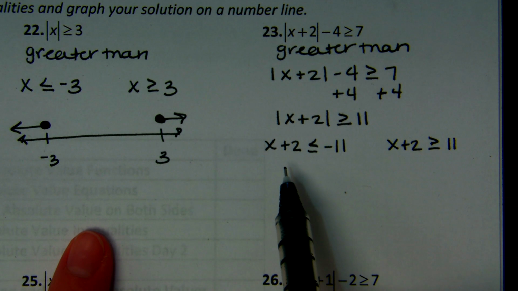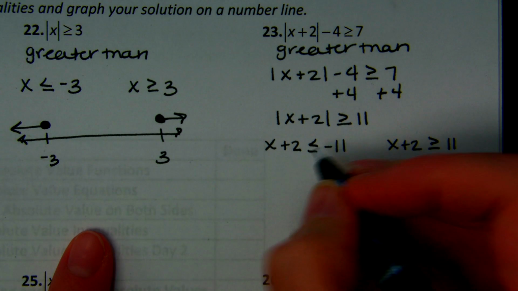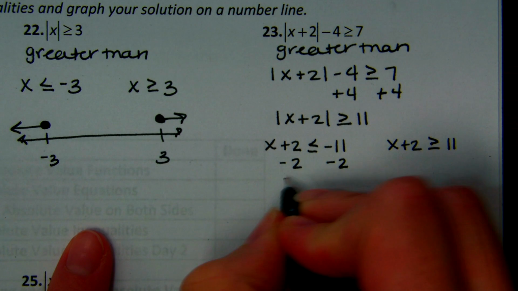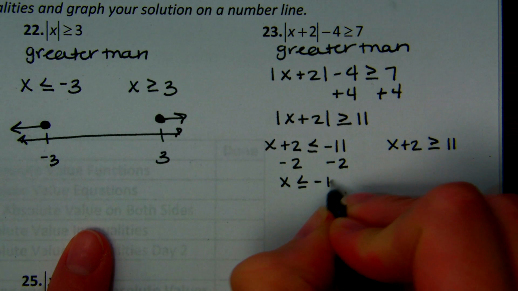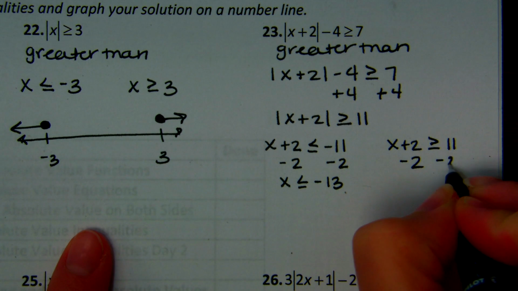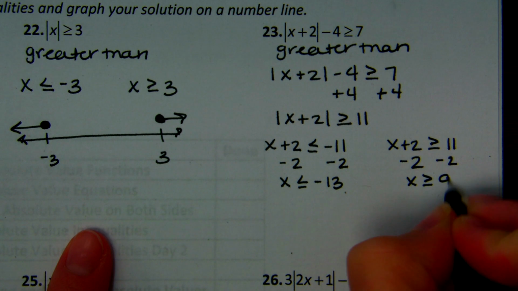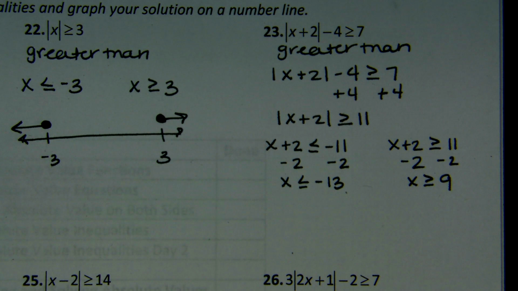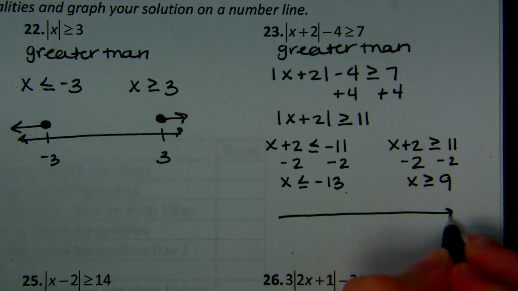It's an x + 2, not just an x, so I do have some solving to do. I'm going to subtract 2 from both sides. X is less than or equal to -13, and x is greater than or equal to 9. And again, because I put the less than on the left and the greater than on the right, this is going to line up really nicely with my number line.